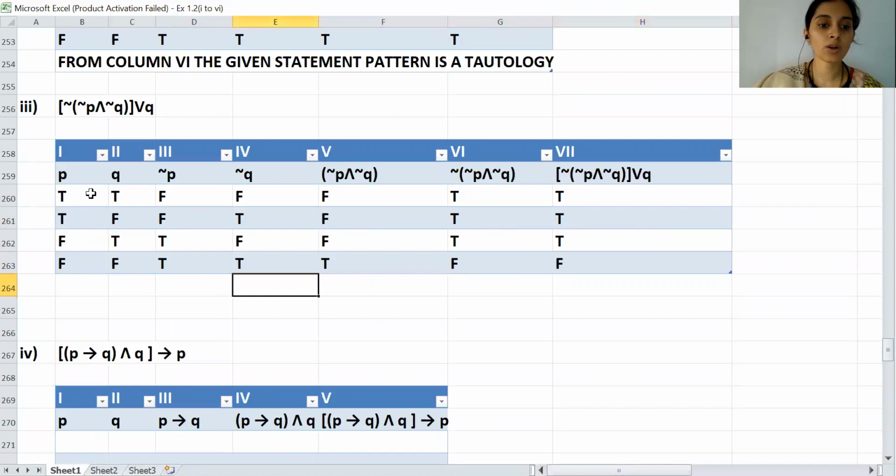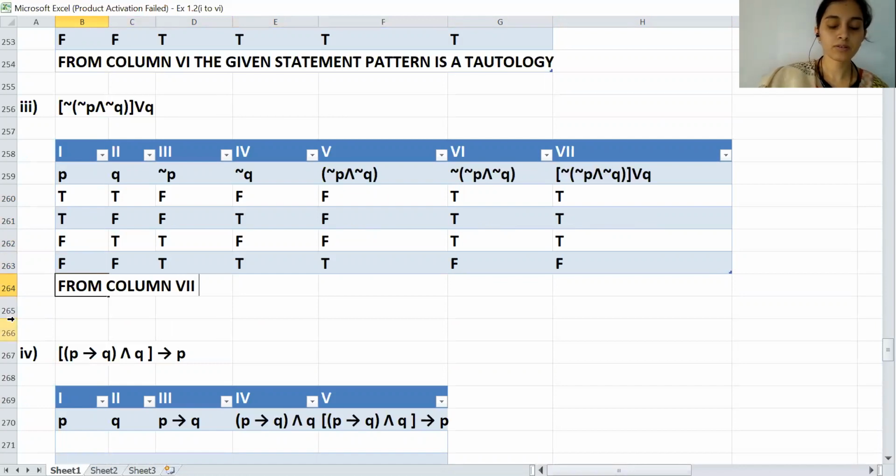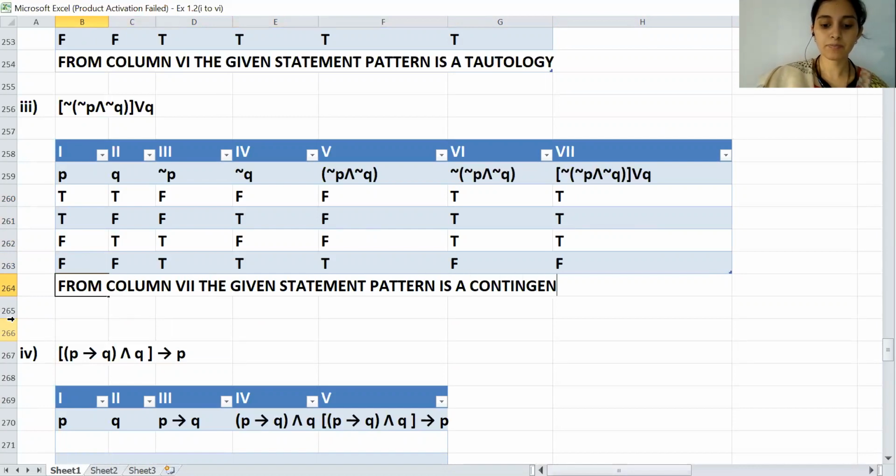So what is this called? It is called a contingency. So from column 7, the given statement pattern is a contingency, because not all are true, neither all are false.